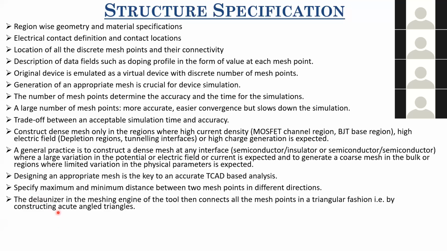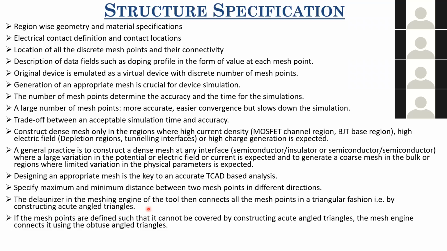This Delaunay engine in the meshing tool connects those mesh points in a triangular fashion by constructing acute angled triangles. Now what happens if the points are located such that you cannot connect them via acute angled triangles? If the mesh points are such that they cannot be covered by acute angled triangles, the mesh engine will connect them using obtuse angled triangles. However, it is at those obtuse angled triangle points where convergence will be very difficult to achieve. So you should always ensure that your mesh has points which can be connected using acute angled triangles.